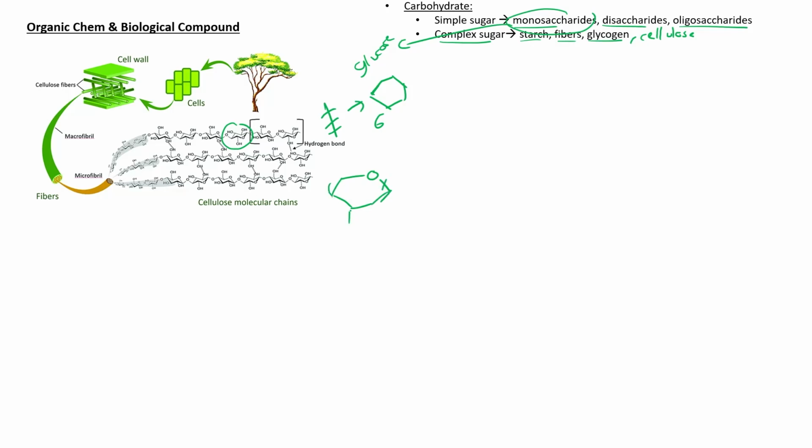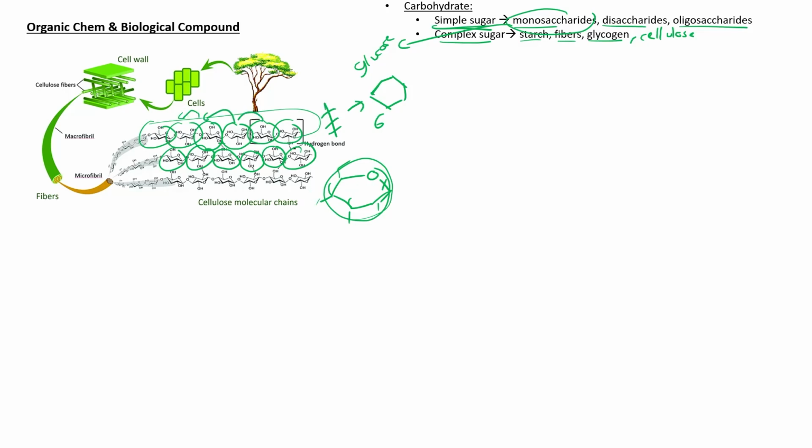But then this glucose can also make a bond to another glucose, and when you have a lot of glucose connected with each other, you get a polymer. So this becomes a complex sugar. Glucose itself, the one that we learned before, is a simple sugar. It's easily metabolized in our body. But when this glucose is connected with another glucose and connected with another glucose, then you have something complex.